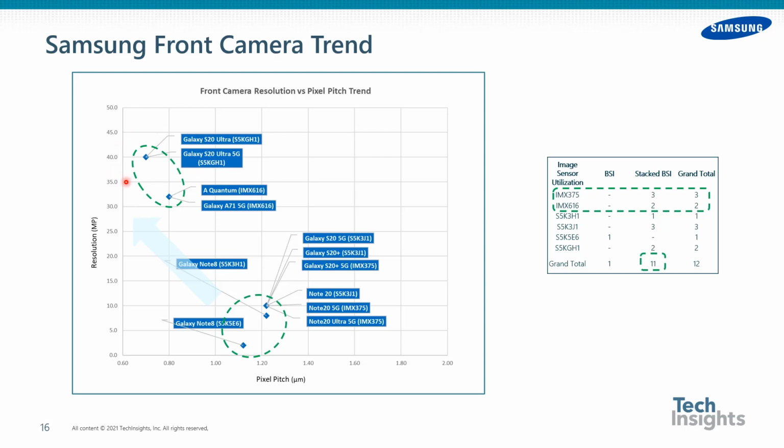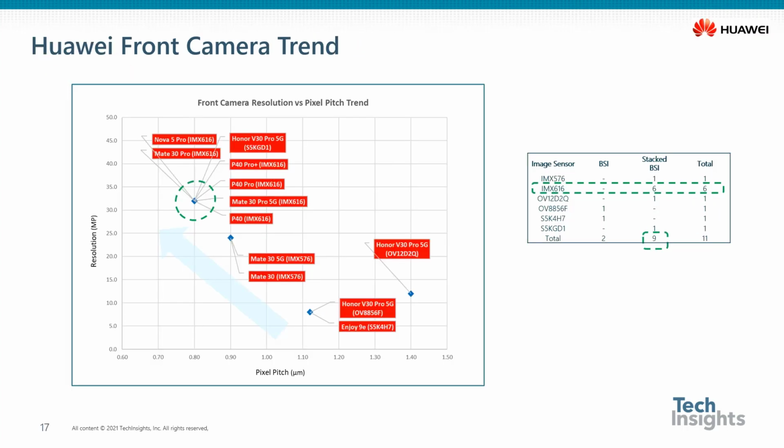For these sensors, Samsung has relied on the 3J1 and the Sony IMX375, whereas for the smaller pixel pitch, higher resolution sensors, Samsung, of course, has introduced the GH1, and they have also utilized the IMX616 from Sony. Huawei's front camera trends look a little bit more broad. Huawei, of course, relies heavily on the IMX616, and we see that over here. But they have also introduced other lower resolution, higher pixel pitch on their flagship phones.